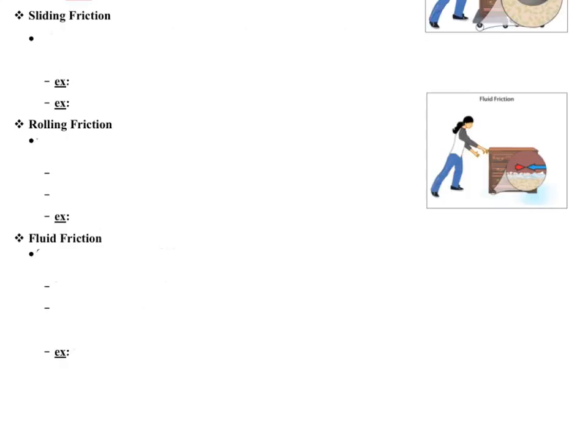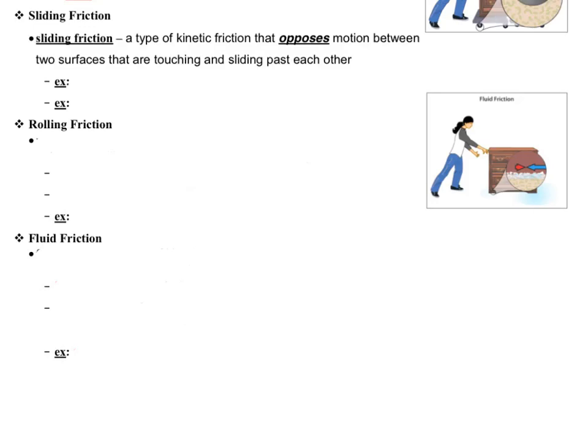So, what is a type of kinetic friction that opposes motion between two surfaces that are touching and sliding past each other? This is sliding friction, and hopefully this is not one that you would ever get wrong because it has the word sliding in the definition, which is maybe grammatically or technically not correct to do, but that's what we do. So this should hopefully be an easy one to get if it shows up on the test. But it is friction that opposes motion between objects that are sliding past each other.